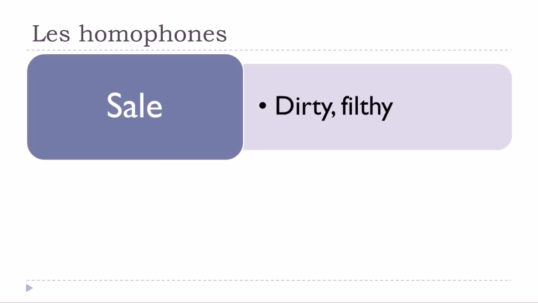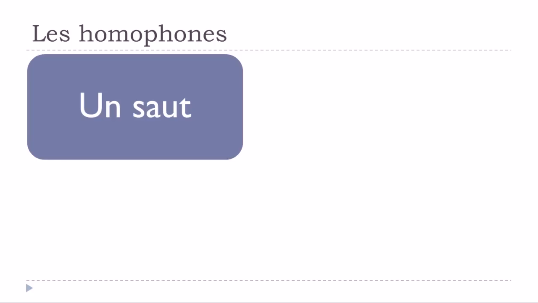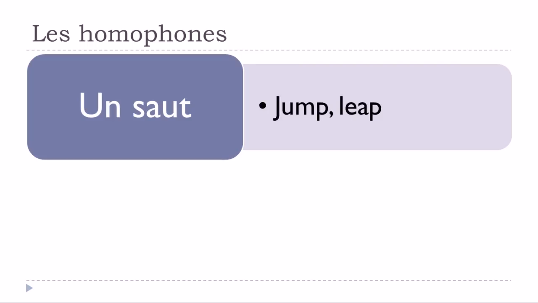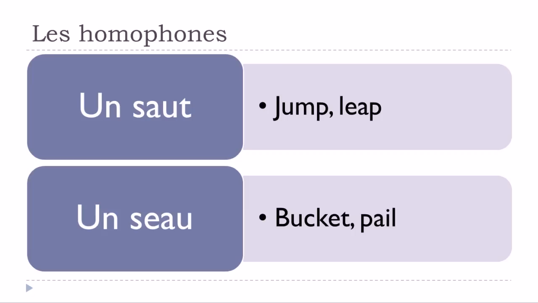Salle. Une salle. Okay, so even if you get the double L here, it will be still the same pronunciation as this one. So salle, une salle. So in that case, here, it's an adjective. Un seau. Un seau. Okay, so un seau, and then the same way, un seau.